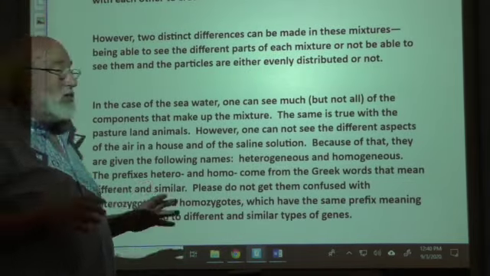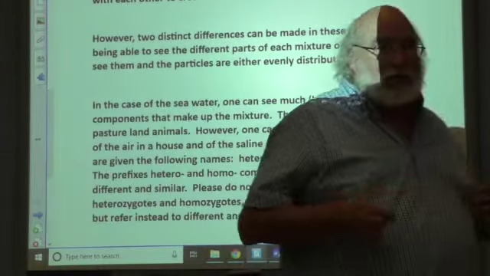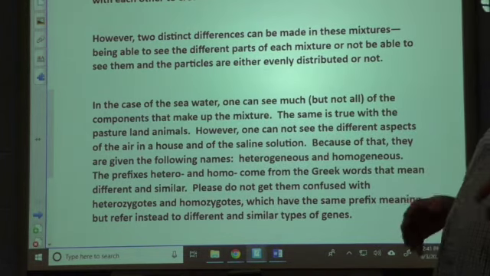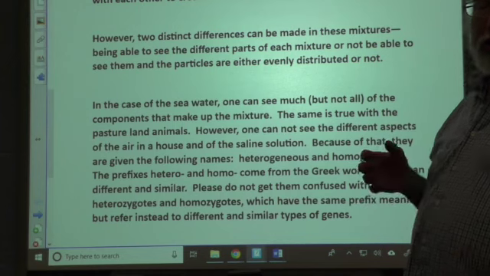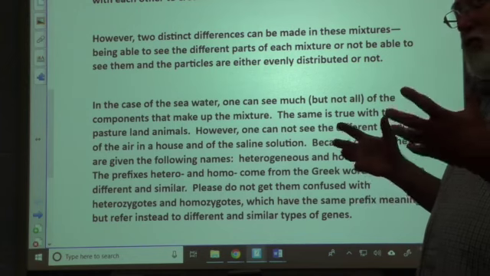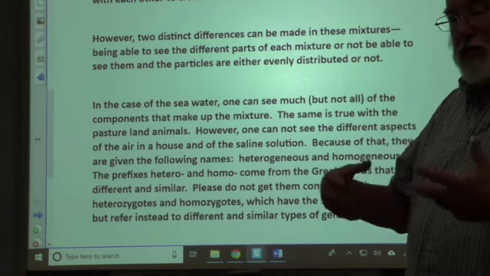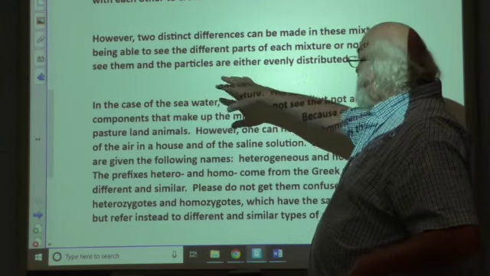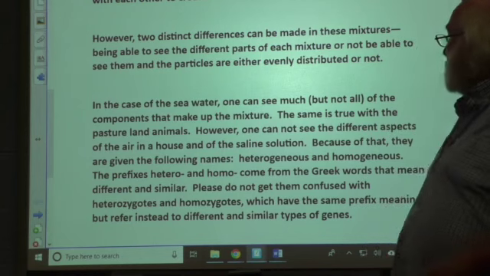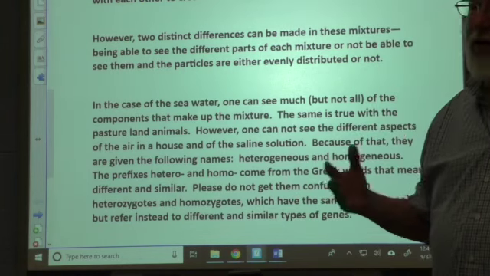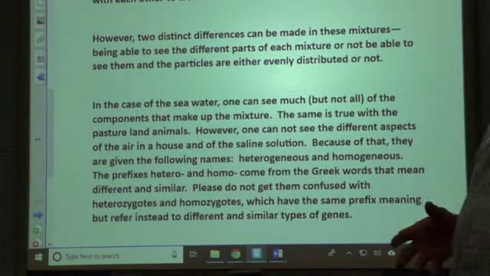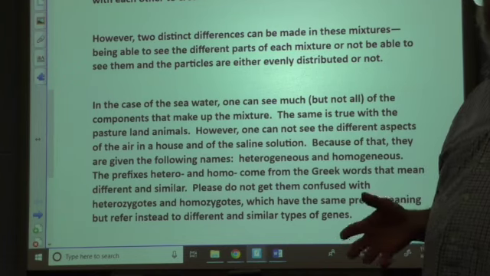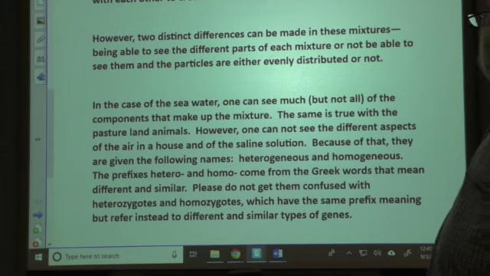However, 2 distinct differences can be made in these mixtures. Being able to see the different parts of each mixture, like we saw with the goats and the sheep, or the seawater with the creatures in it, or not being able to see them, and whether the particles are either evenly distributed or not. Those are the 2 areas that distinguish how we can tell what type of mixture we are dealing with, and that's what we're going to get into now.